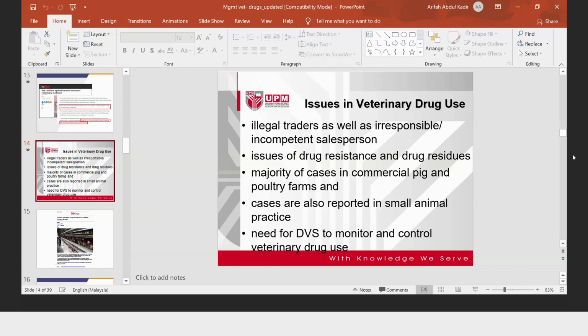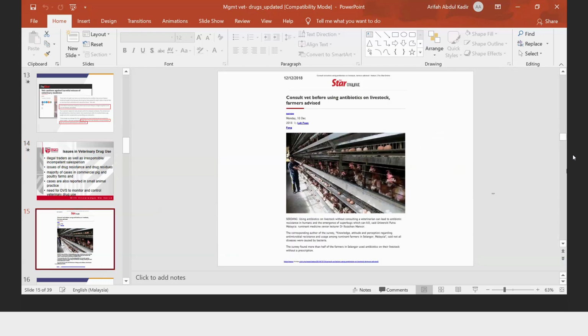And then the DVS, Department of Veterinary Services, monitors and controls veterinary drugs. They will control in the farm, in feed and water. When drugs are given in feed and water, the DVS people are accountable. Okay, so this is another newspaper cutting about consulting a vet before using antibiotics on livestock. Farmers are advised.